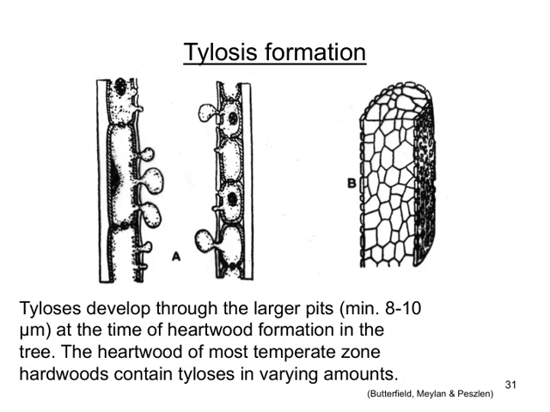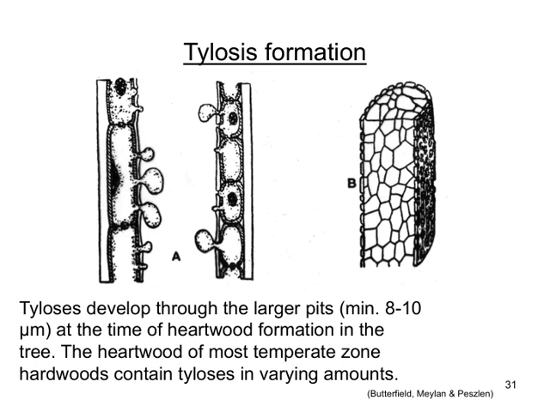Let's talk about tylosis formation. Tyloses develop through the larger pits in the cell walls, specifically those that are about 8 to 10 micrometers in size. These pits are present during the formation of the heartwood in a tree. As the tree transitions from sapwood to heartwood, these tyloses begin to form within these larger pits. It's interesting to note that most hardwoods in temperate zones contain tyloses in varying amounts within their heartwood. This variability can influence how the wood behaves and its durability.